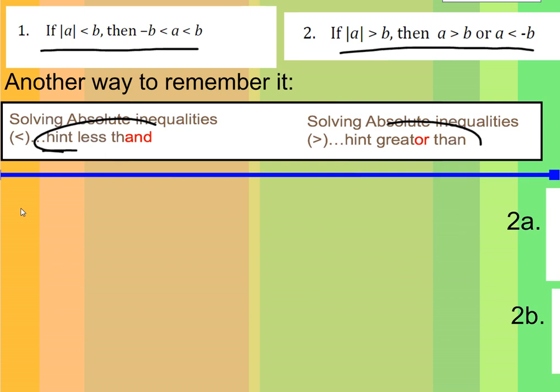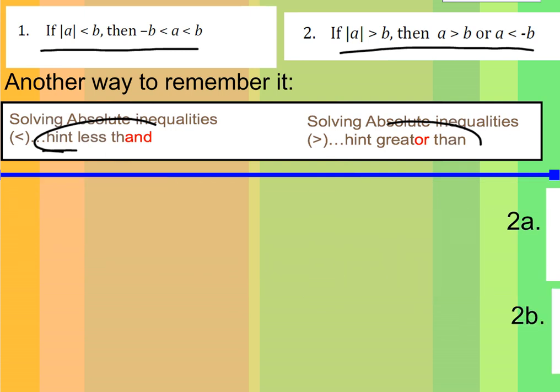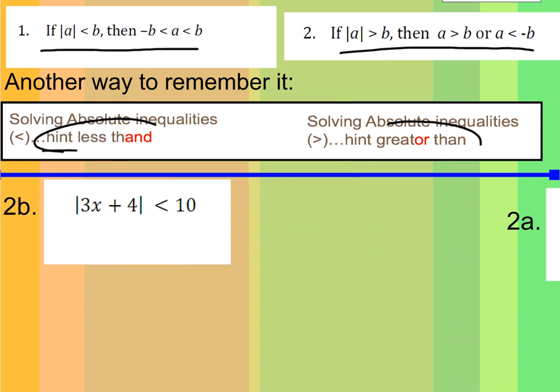Okay, so let's put this one back. Let's look at this one. 3x plus 4 less than 10. Less than means "and." Less than, remember? So this has got to be 3x plus 4 less than 10. Just take away the absolute value. And 3x plus 4 greater than -10. So 3x plus 4 less than 10 and 3x plus 4 greater than -10.